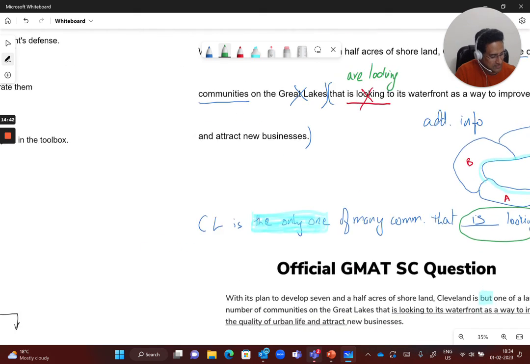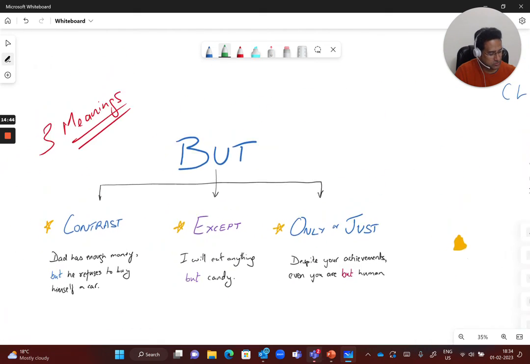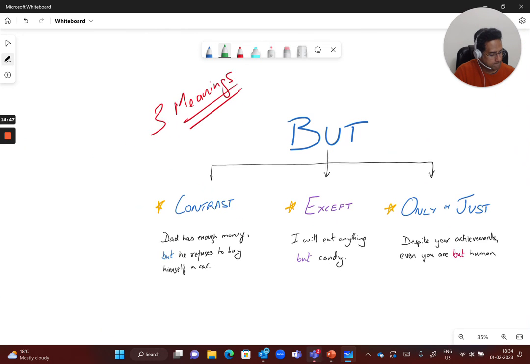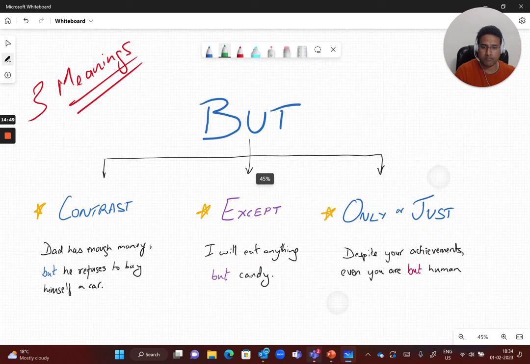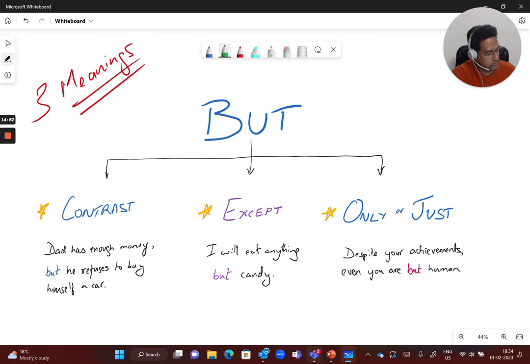Alright then, so let's conclude this session. What are your takeaways for today? Let me just zoom in here. Okay, so these are your takeaways. The word "but" has three meanings: contrast, except, and only. And always remember, when you're solving sentence correction, first derive the intended meaning, only then proceed to identifying errors and eliminating answer choices, not before.